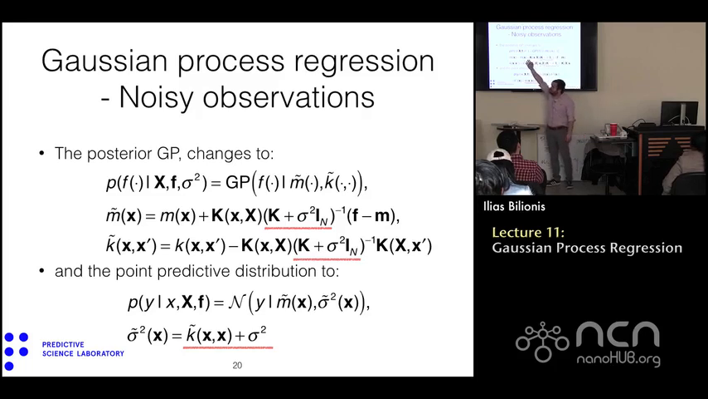And if you look at this posterior mean, it's exactly the same as the mean we had before, only it has this sigma square added on the diagonal of the covariance matrix of your observed inputs. This is the only difference. This plus sigma square. And then if you look at the posterior covariance function, it's exactly the same as the one you had before, but it also has this change in the covariance matrix.